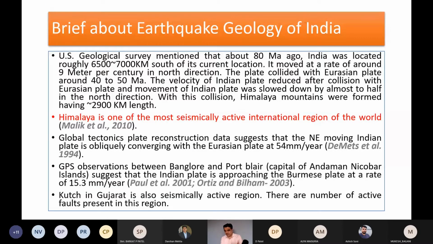So the Himalaya is one of the most seismically active regions of the world, which we know. Okay, and the global tectonic plate reconstruction data also suggests that the plates are moving. So accordingly, a higher or devastating earthquake is expected in certain regions of our country, right? And accordingly, we have defined the different zones.